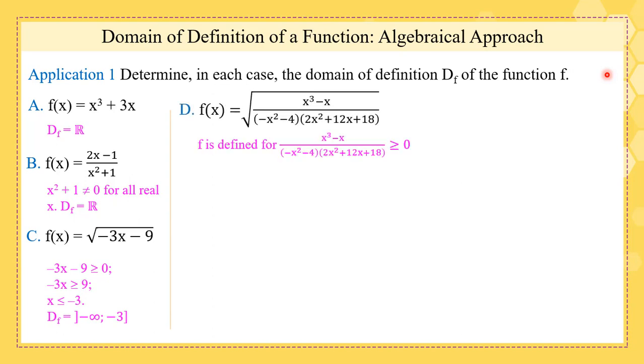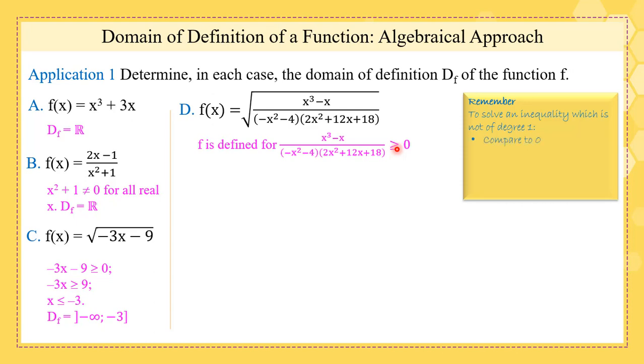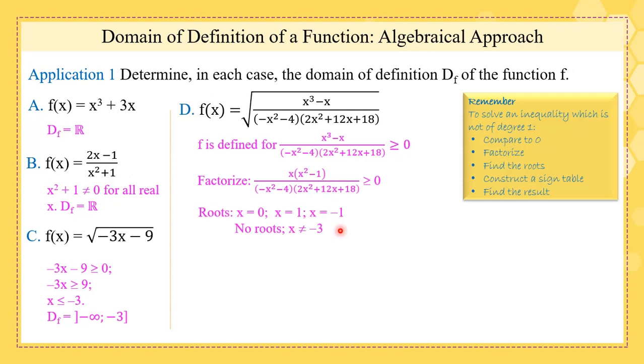Now let's see this one. F in this case is defined for this quantity to be positive. Remember, to solve an inequality as usual, we compare to 0, factorize as much as possible, we find the roots, we construct a sign table, and then we find the result. So in this case, if we factorize, we get x into x squared minus 1 over this quantity. The roots are 0, 1, negative 1, and x is never minus 3, and this factor has no roots.